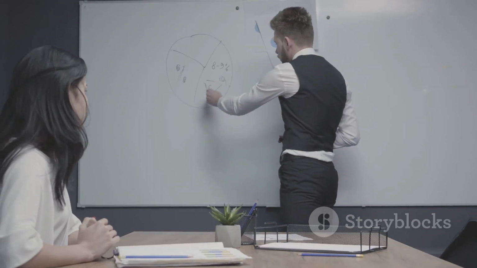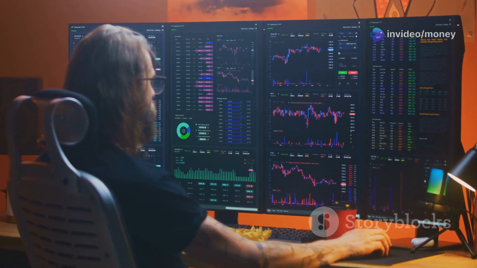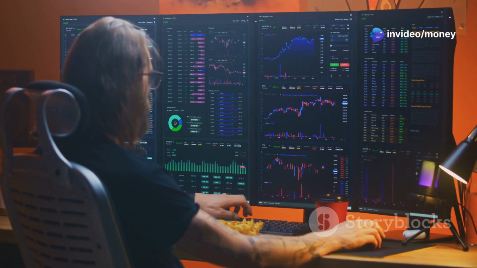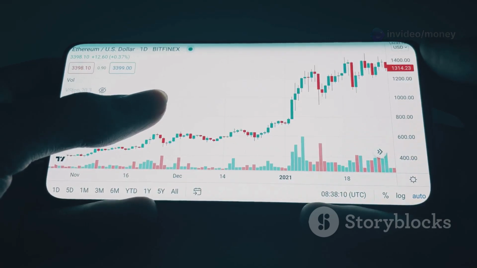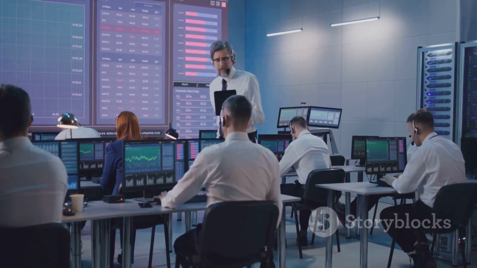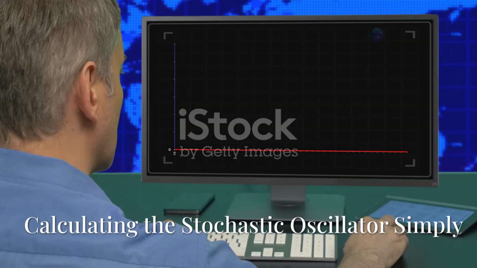These are key concepts we will explore. By learning to use the stochastic oscillator wisely, you add a powerful instrument to your trading arsenal. It can help you navigate the exciting and sometimes challenging world of financial markets. Let us begin to master this tool together.